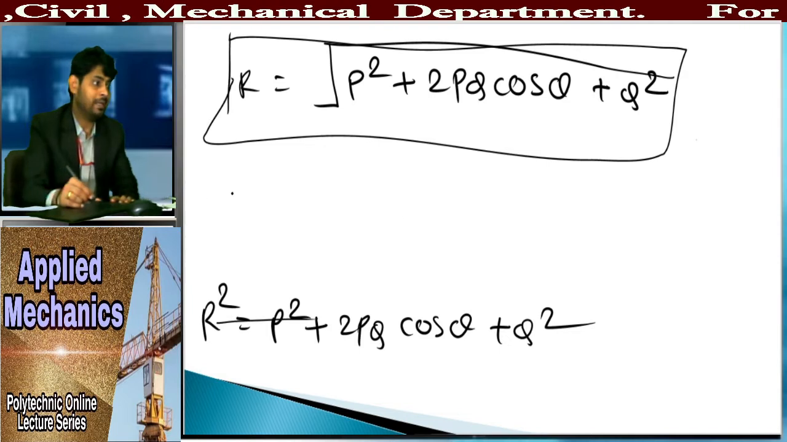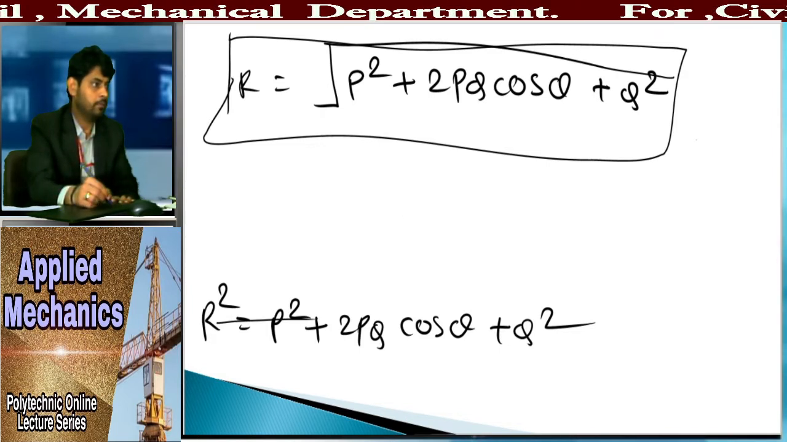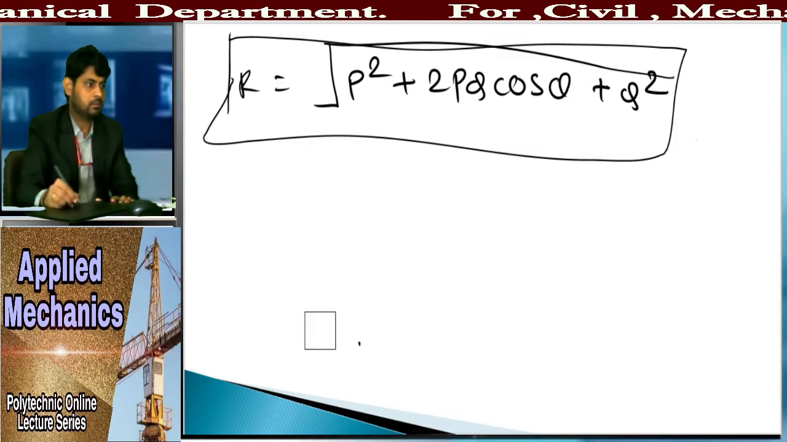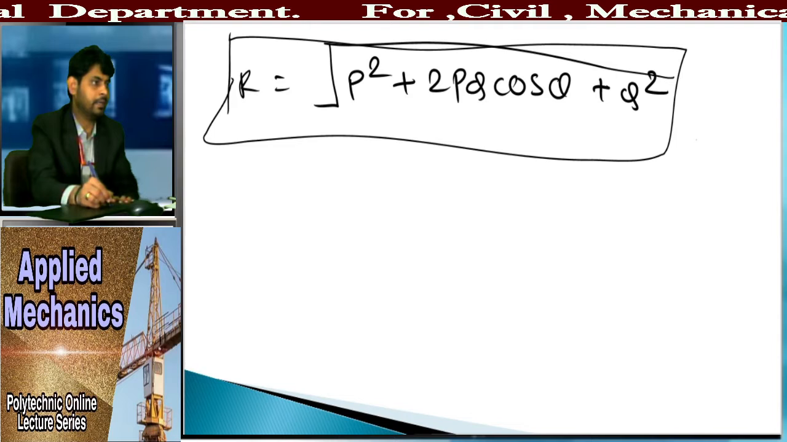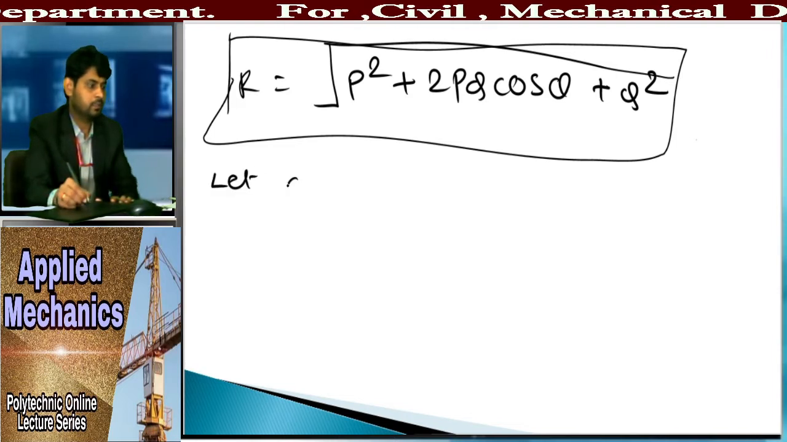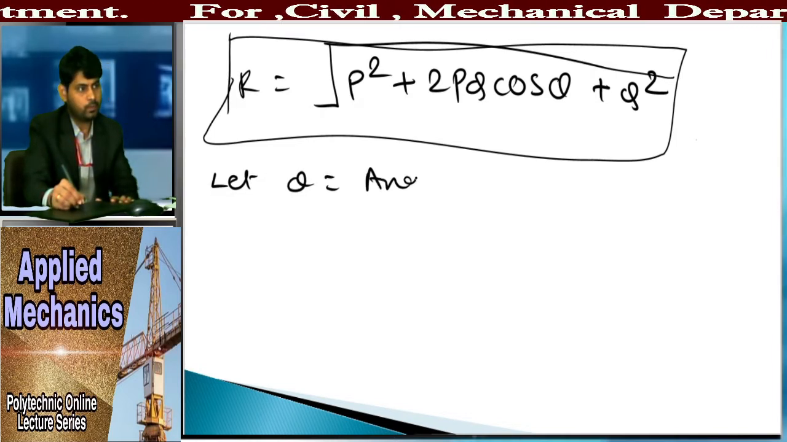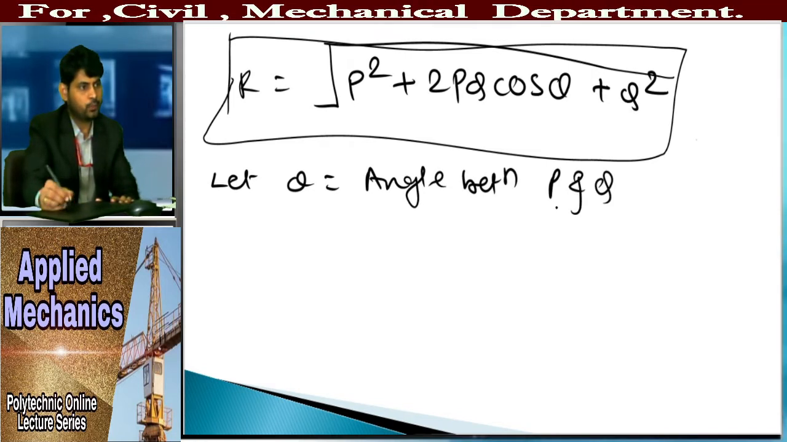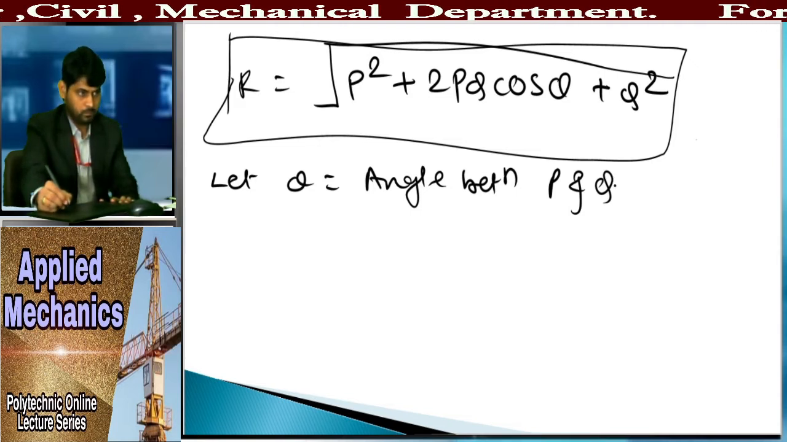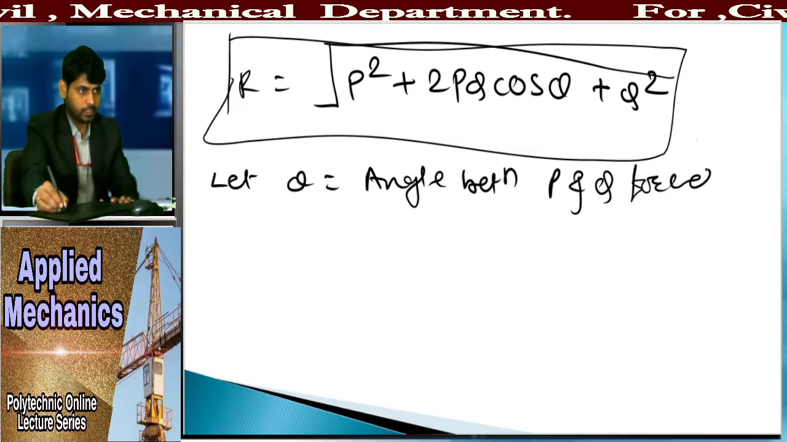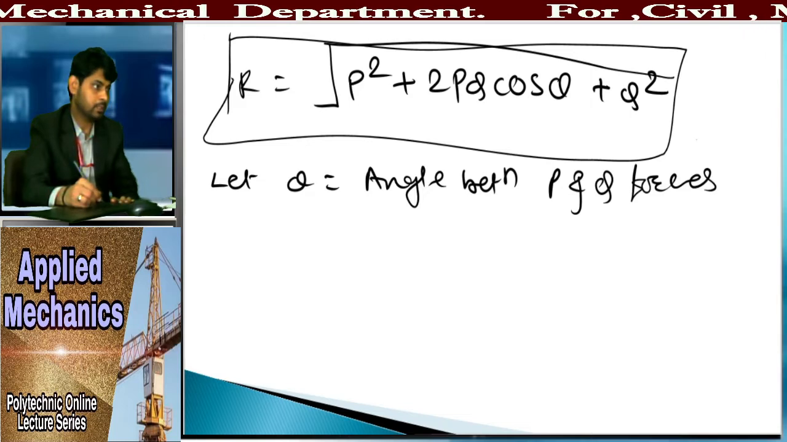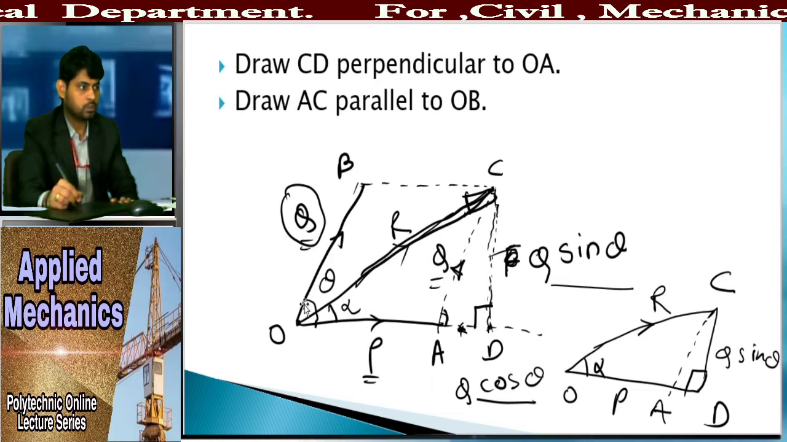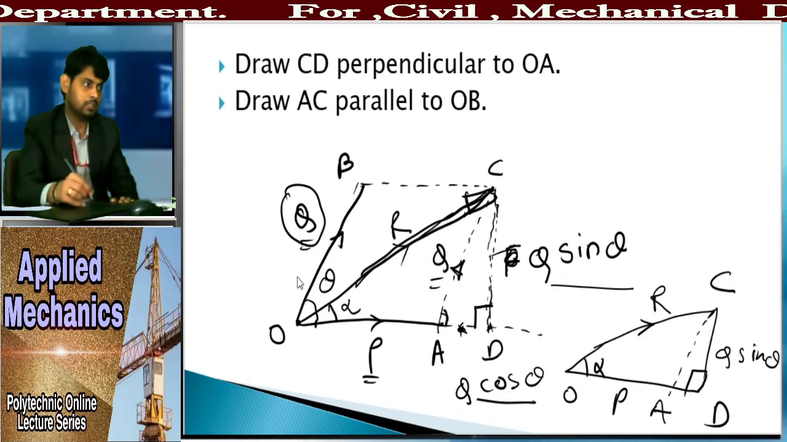Now let's see here. We have one angle here, right? So let theta be the angle between the P and Q forces. Here you can see this is the P force and this is the Q force, and in between them there is the angle theta.